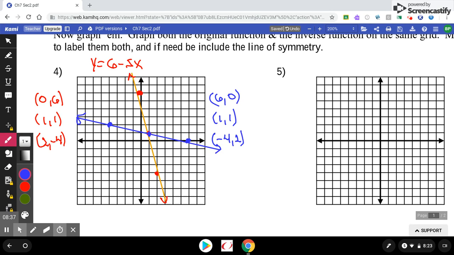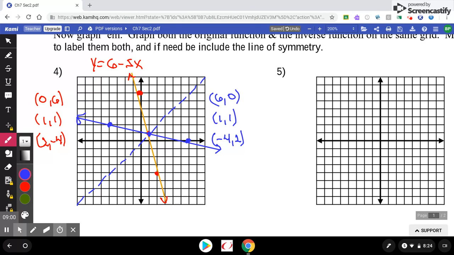Okay, now the last thing I'm going to point out 2 things to you. Number 1, this is the line of symmetry for an inverse graph, always. So every time you get done graphing these 2 graphs, they better be symmetrical over that line. So imagine those 2 guys flipped over that dashed line. They would land right on top of one another.